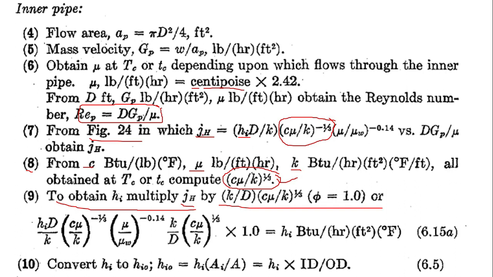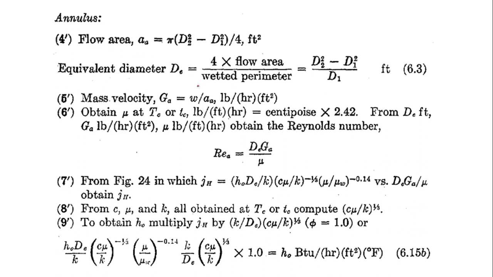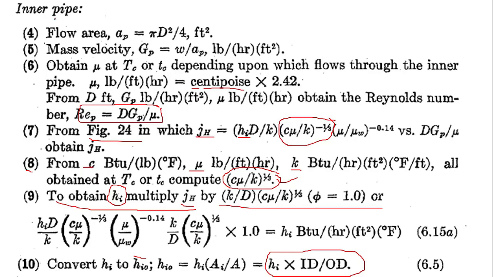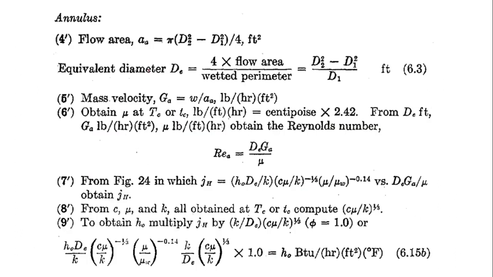So this is the JH parameter. Keep the HI on one hand side, and multiplying all the other remaining parameters with the JH, you will get the value of HI. Once you have the value of HI, you will have to convert it for the annulus region. So this is the correction which I have already explained in the previous slide, that once you get the value of HI, you will have to convert it for the value of HI naught, right? And for the annulus region, this is for the inner pipe, right?